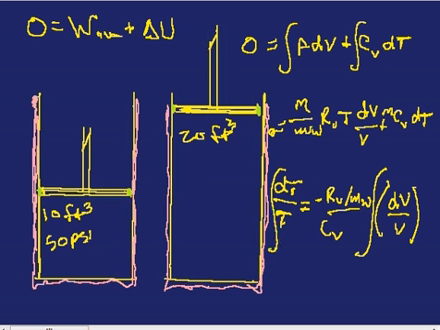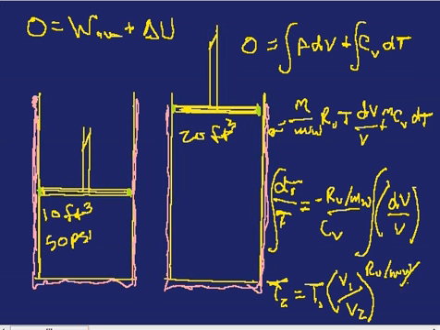Now we can integrate both sides and wind up with a little more algebra, and I suggest you prove this to yourself at home, that T2 equals T1 times V1 over V2 raised to the R_U over molecular weight over CV. So now let's plug in the numbers and find T2.